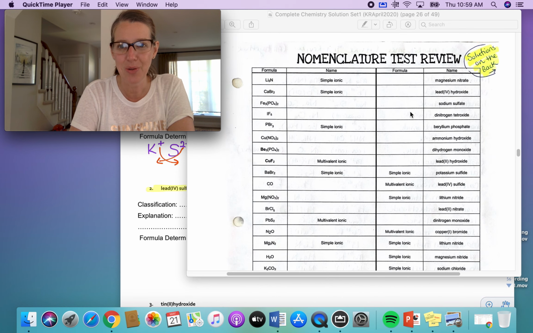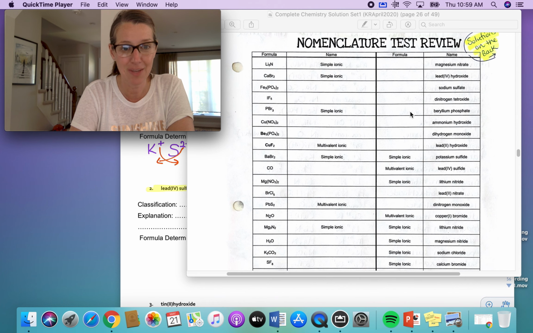Once you get to be very familiar with all of them, then you can just put them together and say, okay, I'm going to start at the top and go down, and you identify them first. Is it ionic? And which kind of ionic? Is it multivalent? Does it have a polyatomic in it? Or is it molecular? And then you follow the naming rules for the particular kind of compound that you've got.